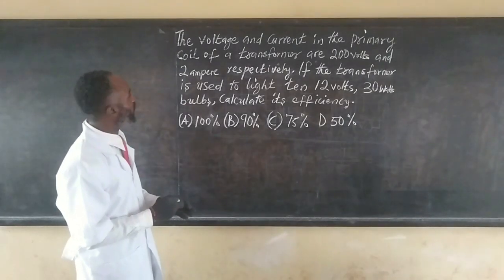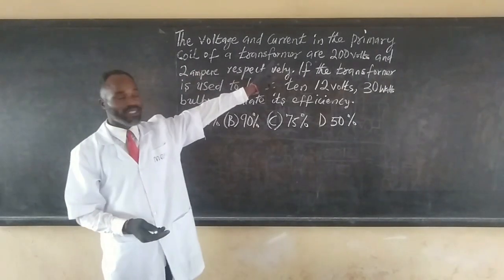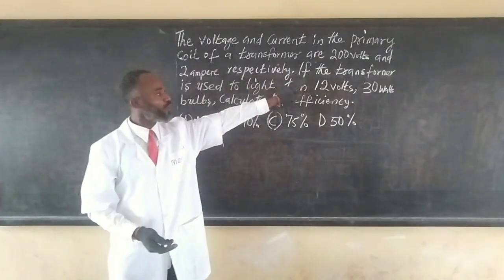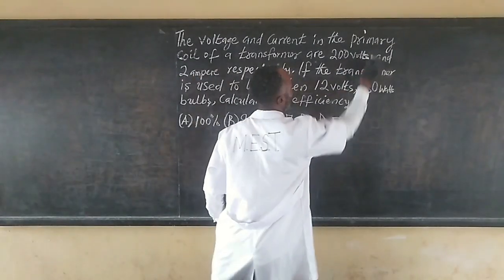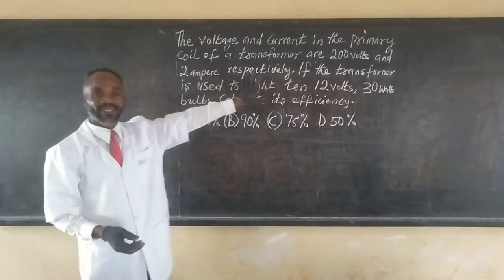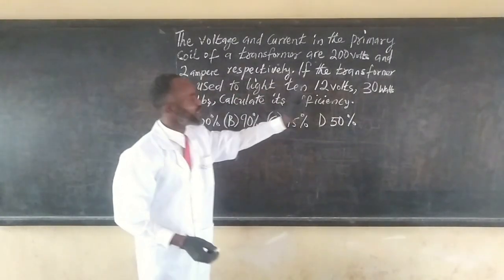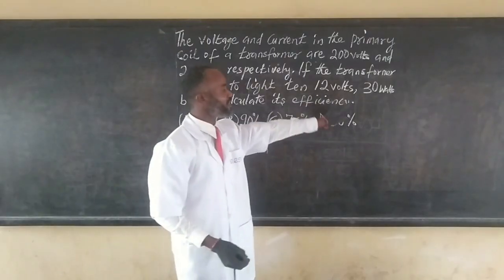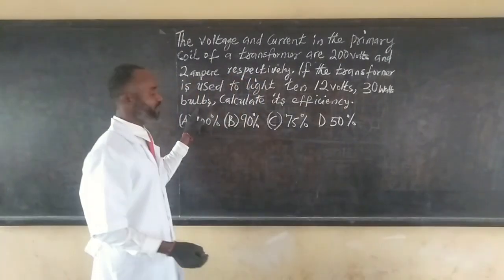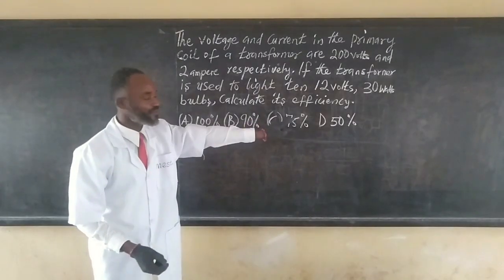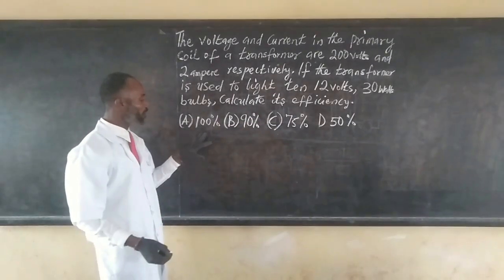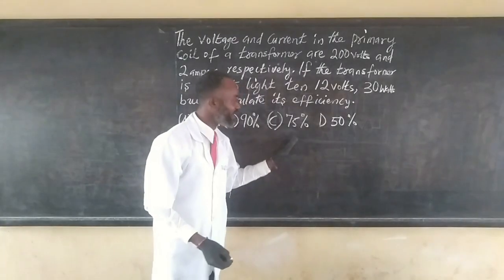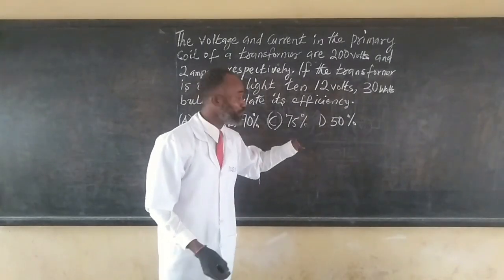And it reads this way: the voltage and current in the primary coil of a transformer are 200 volts and 2 amperes respectively. If the transformer is used to light 10, 12 volts, 30 watts bulbs, calculate its efficiency. And you have these options: option A, 100%, option B, 90%, option C, 75%, and option D, 50%.